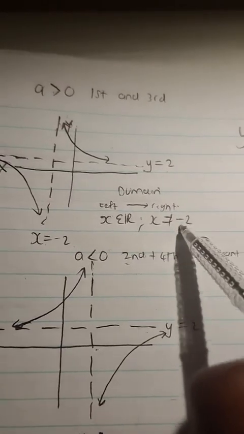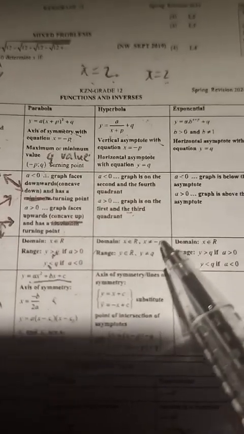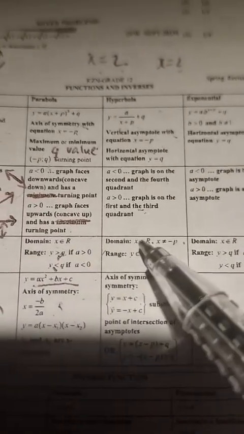So basically, that's why we say the domain, generally speaking, is x is an element of R, but x cannot be the value of the vertical asymptote. So that's why you find this thing here, that x is an element of R, but x cannot be negative p. What does the negative p represent? It represents the value of the vertical asymptote, the equation x is equal to negative p. So we say x cannot be negative p.